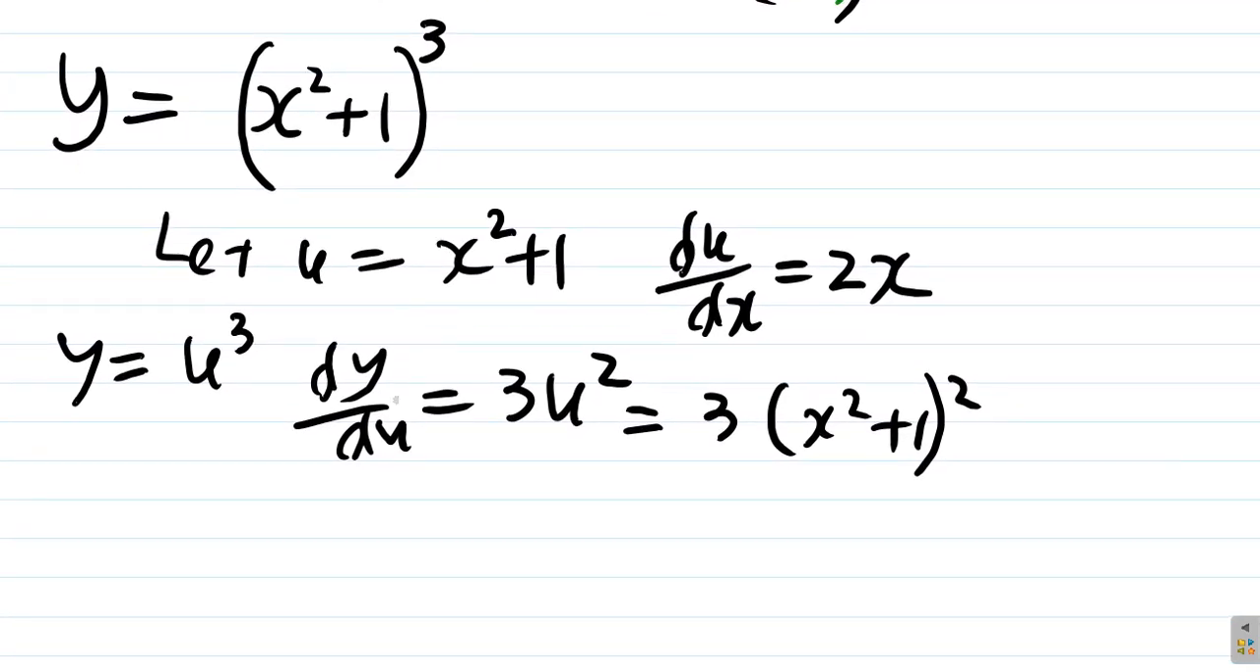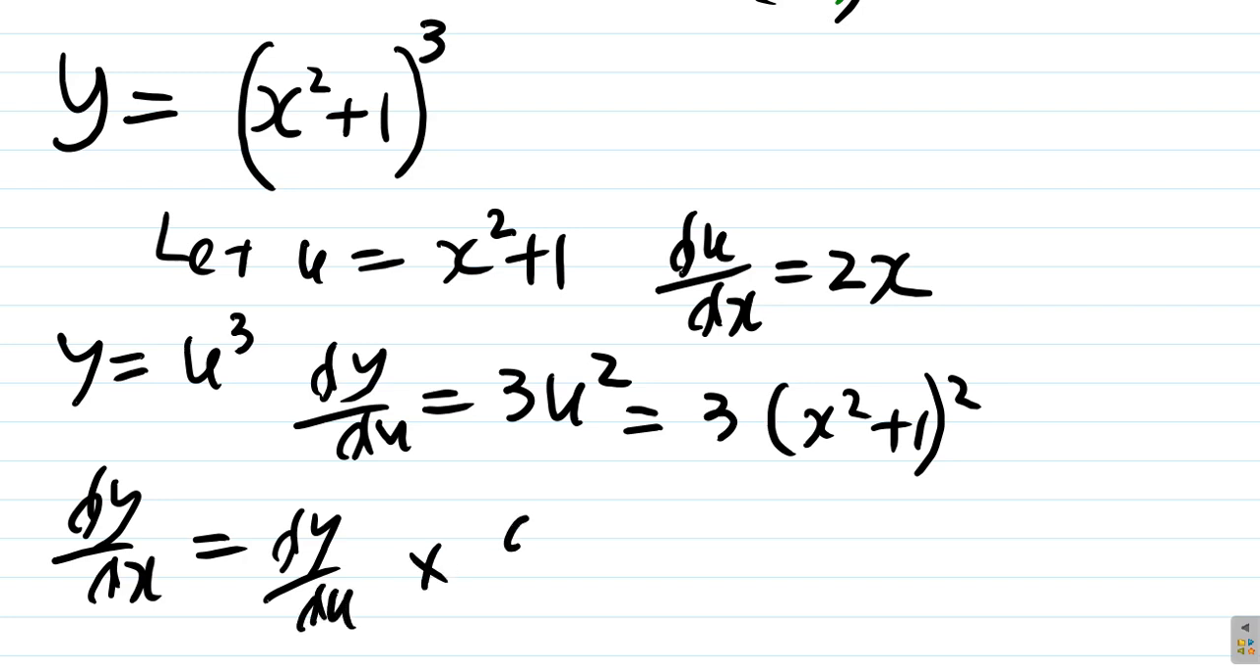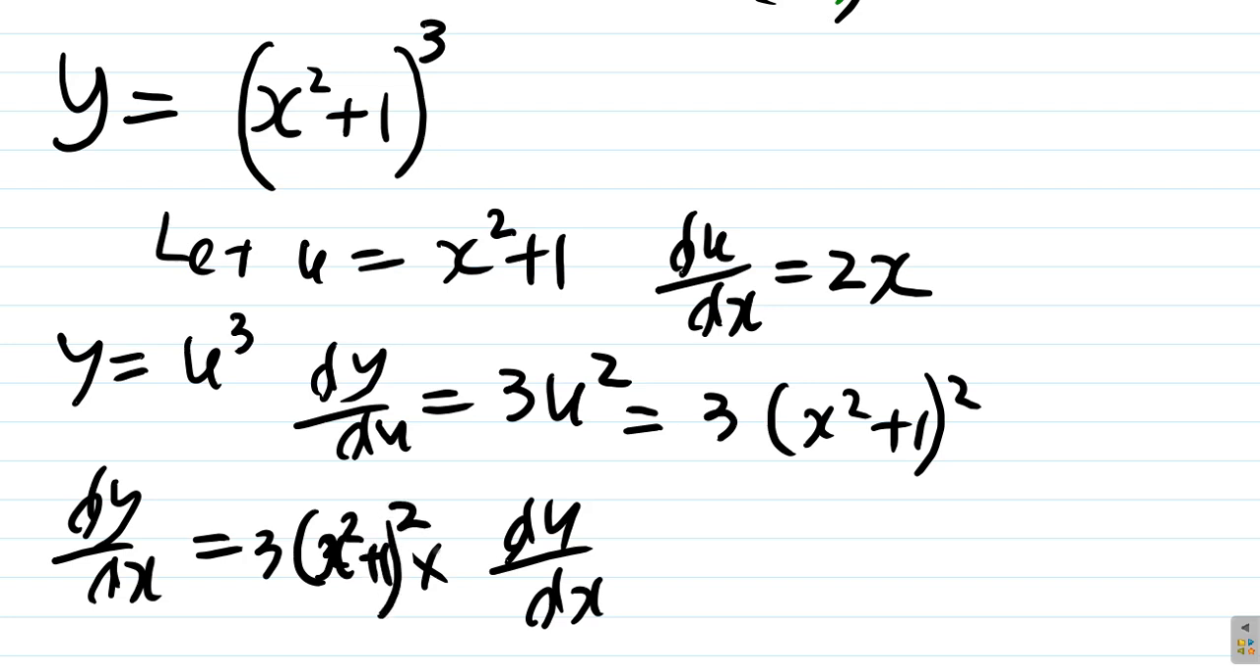Now, dy by dx is equal to dy by du times du by dx. What is dy by du? We have it here. Dy by du is 3 times x squared plus 1 squared, times du by dx, which is 2x.